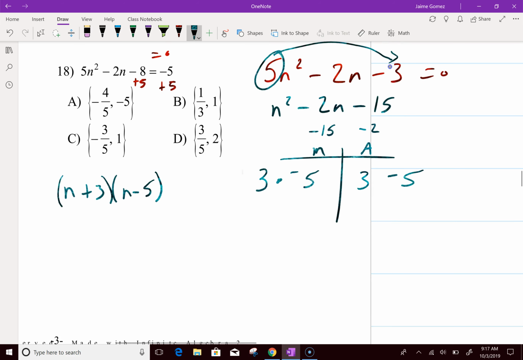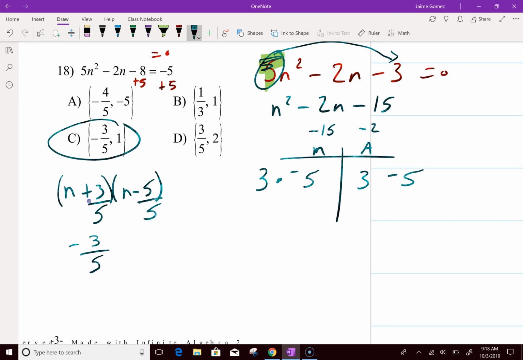Then since I multiplied by 5, I have to reduce by 5. Now, remember this positive 3 over 5? Just change it to a negative because you're looking for the root, right? And you can automatically choose that as the answer. That becomes n minus 1, which turns into a positive 1. That's why C is the answer. That's enough work for me if you only do one of them.